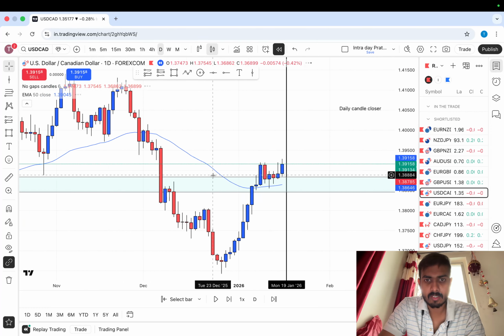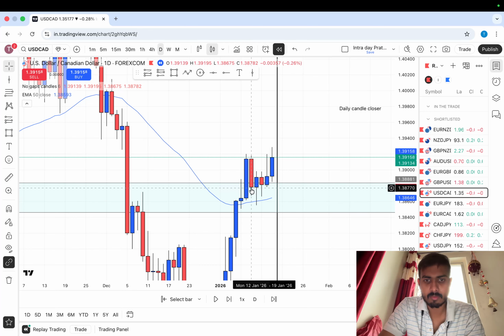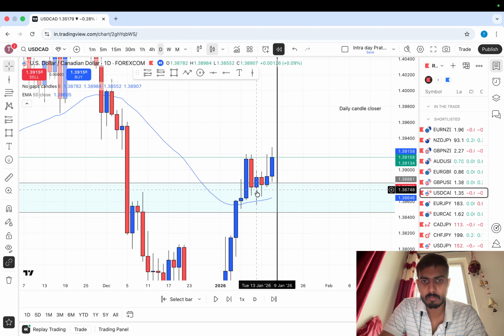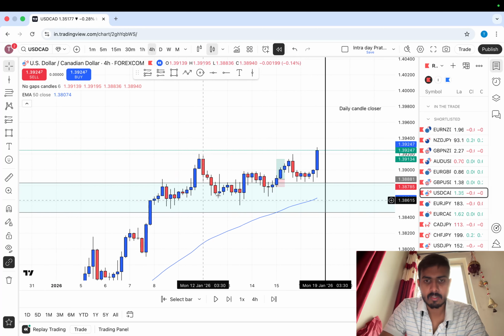On the other hand, on the daily the candle started from Monday. I needed it to create the higher low before it creates the higher high. So I waited for one candle, but it was not a higher low. I waited for one more candle to create the higher low. Then on Wednesday, I started to look for entries.